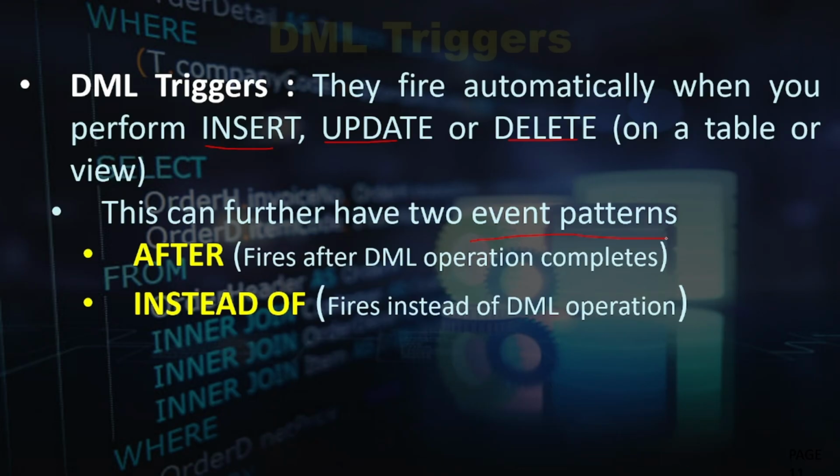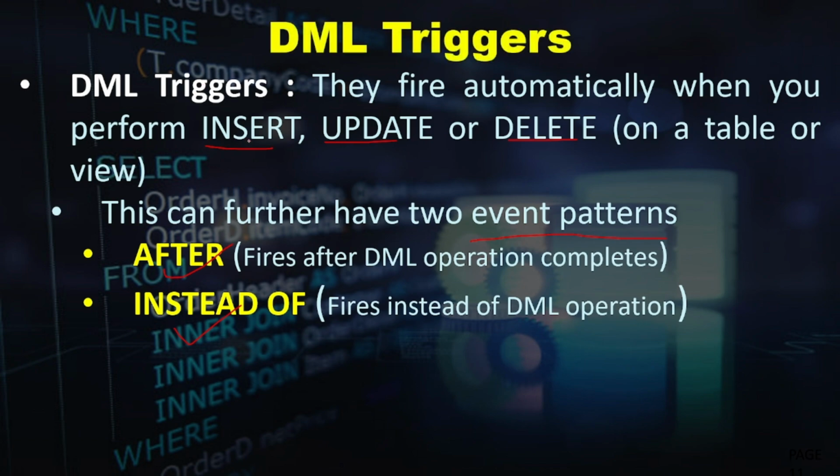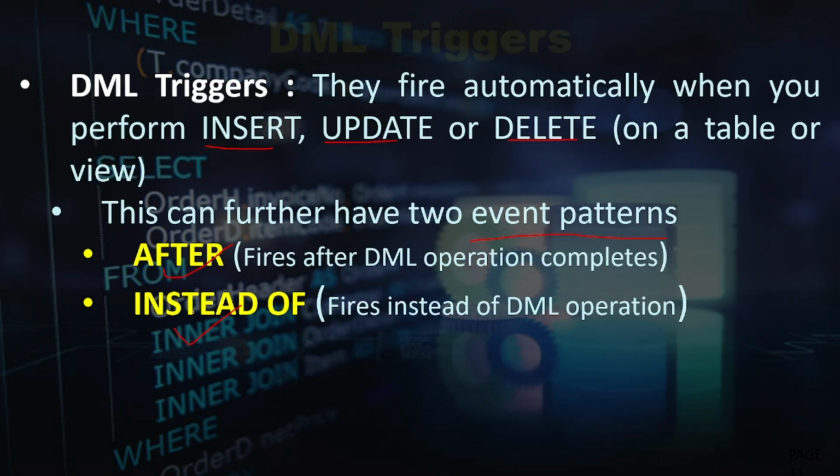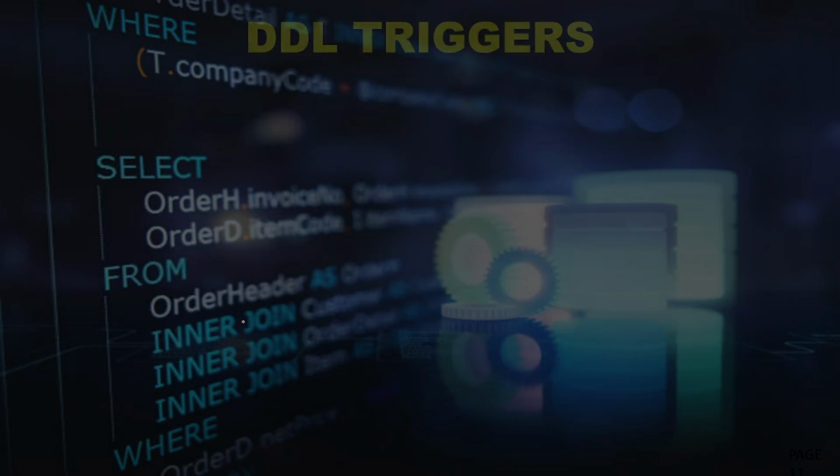If I'm saying event patterns, it means when. So these DML triggers will execute after insert, after update, after delete, or instead of insert. If you're writing instead of insert, it fires instead of the insert. So any insert that takes place on the table, the actual insert will not happen, but this trigger will fire and it will do its part. Make sense? So this is about DML triggers.